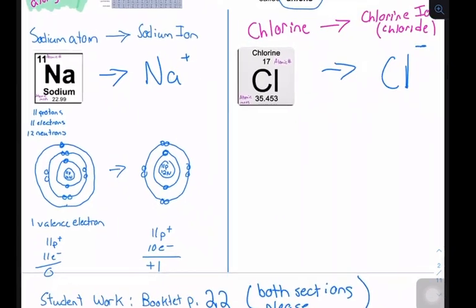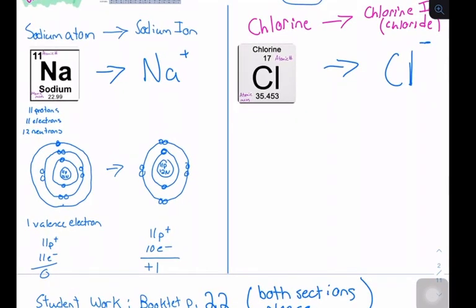So we communicate this by calling it an ion. This is now a sodium ion. We also communicate it by putting the charge above it. And we don't have to write plus 1. We just write a plus, and that means plus 1.